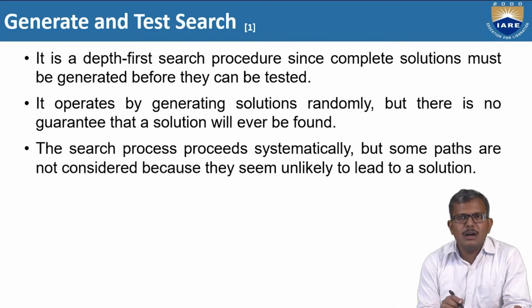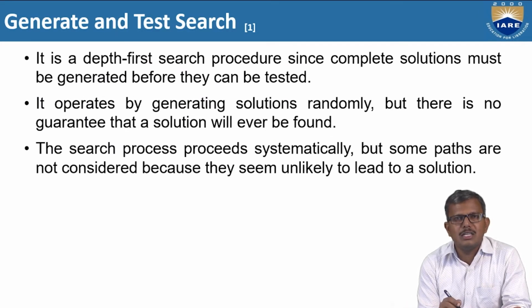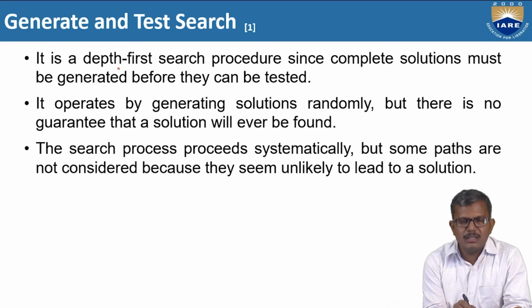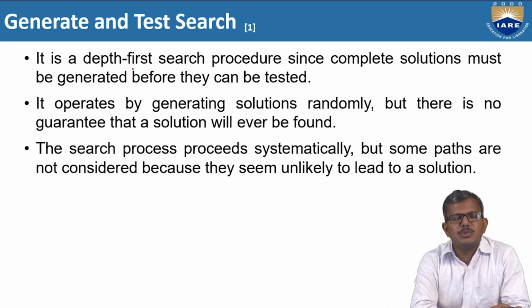And we can also say how these techniques are implemented, how this generate and test technique is implemented. We can say that it is a depth first search procedure. It is a depth first search procedure, which means it will select a particular path and keep on going in that path itself. It is not going to identify the other possibilities.